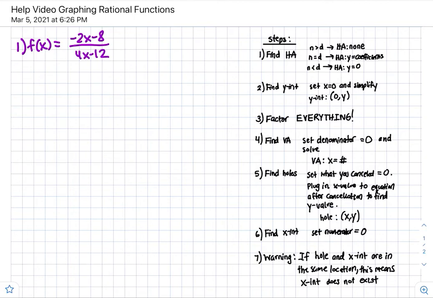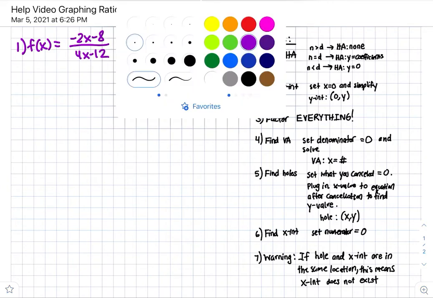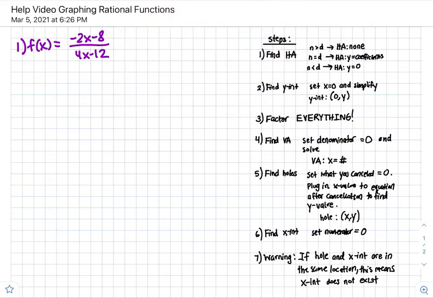Comparing your highest degrees. The highest degree of the numerator is 1, coming from this x term, and the highest degree on the bottom is 1, also coming from this x term. Since they tie in highest degrees in the numerator and denominator, that is this choice. And as you can see, the horizontal asymptote is when y is equal to the ratio of the coefficients.